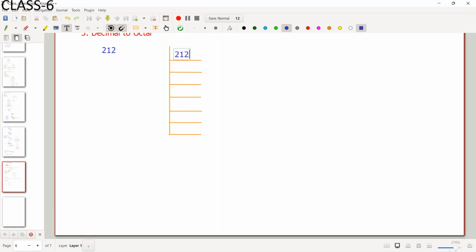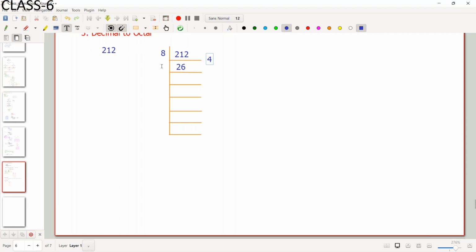So 212 divided by 8. What will we get? 8 2s are 16, then 8 6s are 48, and the remainder will be 4.